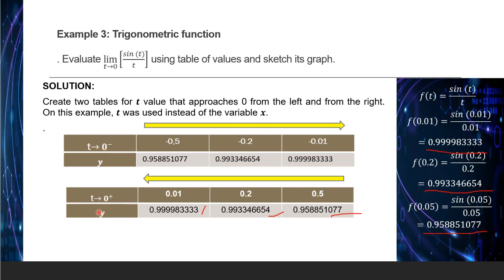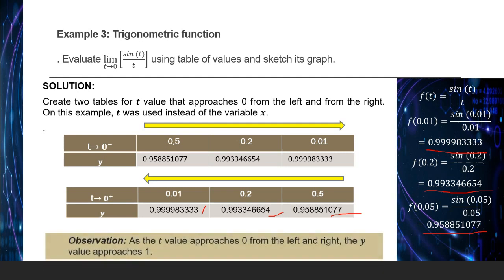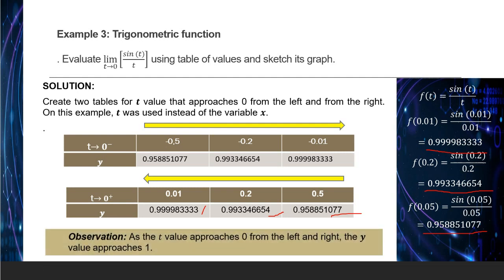Okay, so what will happen now to the values of y as t approaches 0 from the left and as t approaches 0 from the right? As you notice, as the t value approaches 0 from the left and right, the y values approach 1. Okay, so here this approaches 1 and here it approaches 1 also.